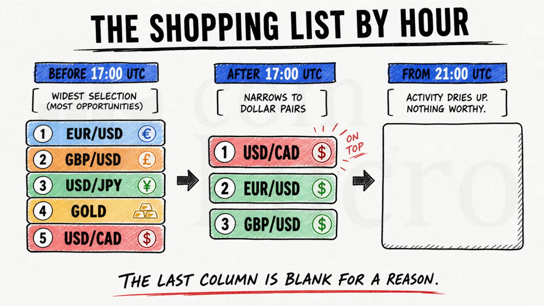The shopping list, then. During the overlap, everything major is at its best. Euro to US dollar, pound sterling to US dollar, US dollar to Japanese yen, gold, and US dollar to Canadian dollar all have deep, cheap, crowded markets. After 1700 UTC, narrow it down. The dollar pairs, US dollar to Canadian dollar above all, still have a home side awake, while the European pairs wind down. And from 2100, the list is empty on purpose. There is no pair on the board worth paying rollover hour spreads for.